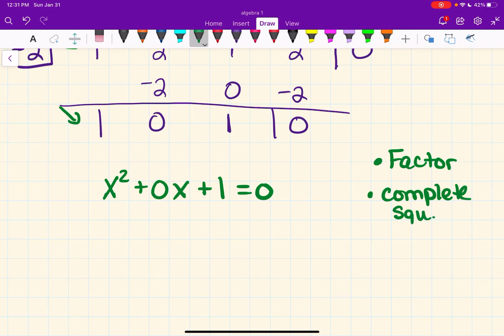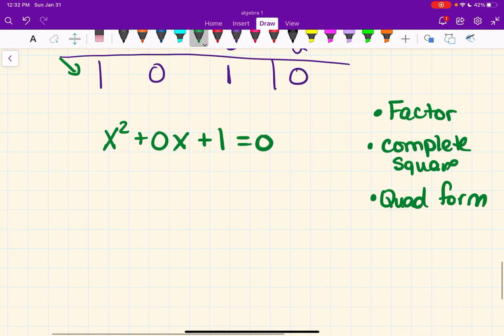Or we could use quadratic formula. Well, before I do that, I'm going to simplify. This is really x squared plus 1. I don't even have to use one of those choices. I can just solve it.